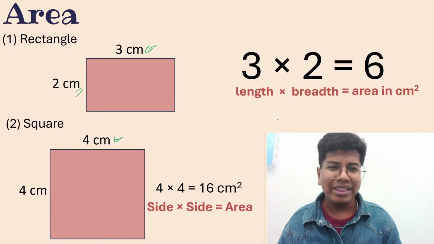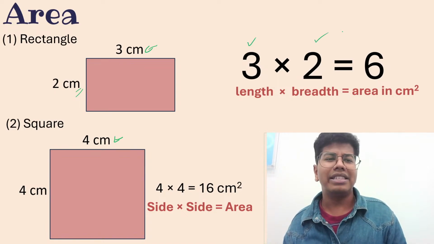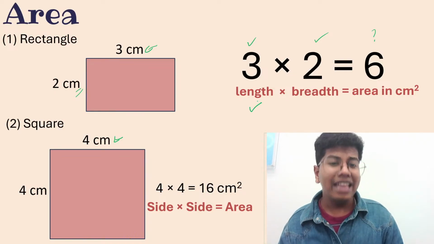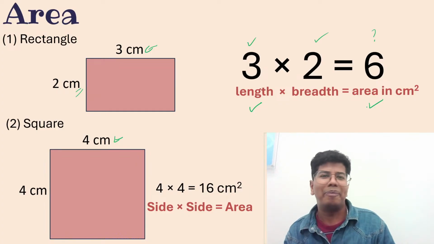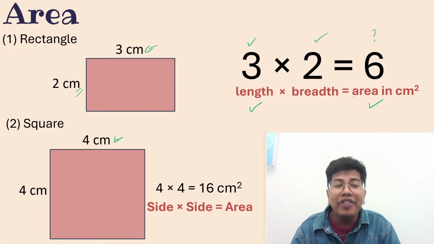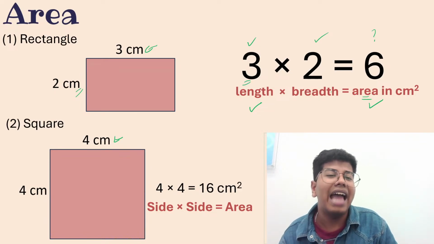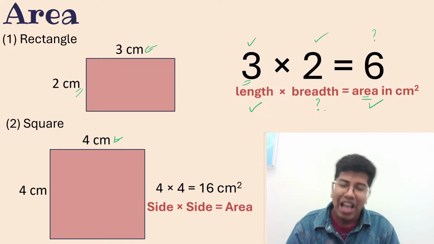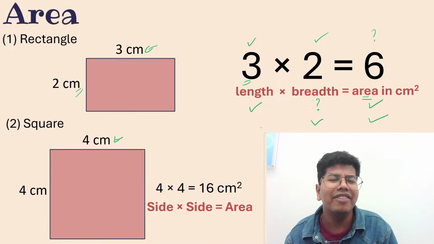Now, this one thing we can also understand. If length is given and breadth is given, we can find out area. But let's say length is given and area is given, can we find out the breadth? Perfect. What we can do is area 6, we can divide by 3 and then we get 2. So we can get the breadth also. So if we know breadth and if we know area, can we find out the length?